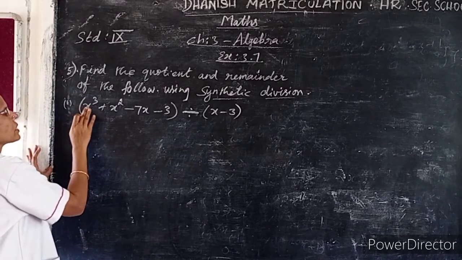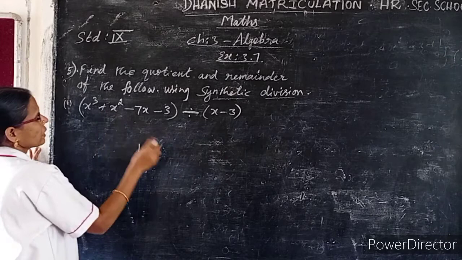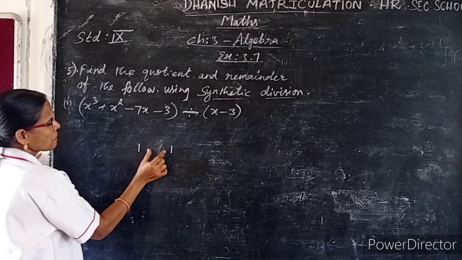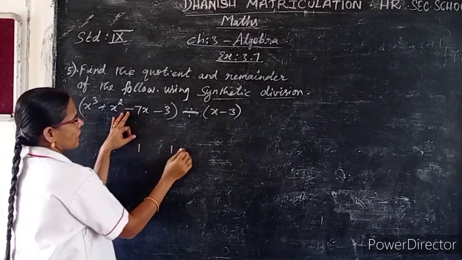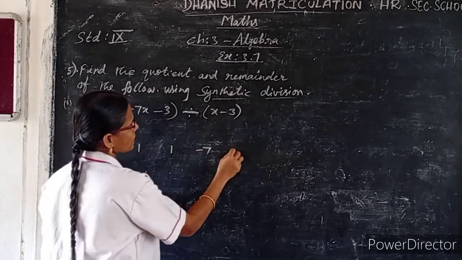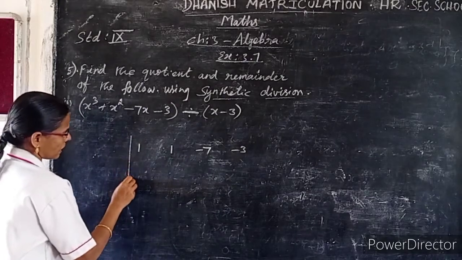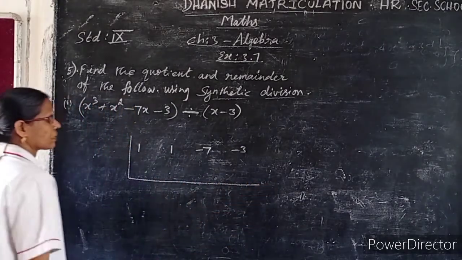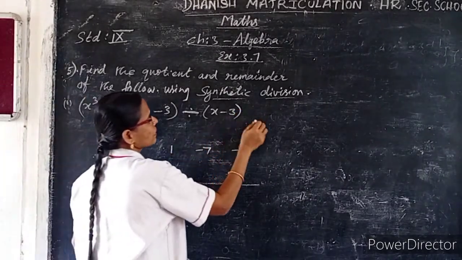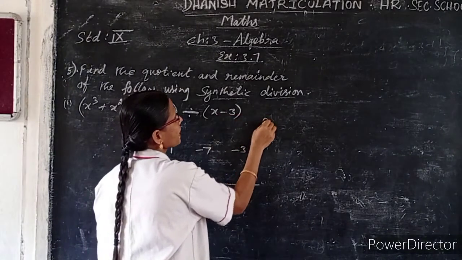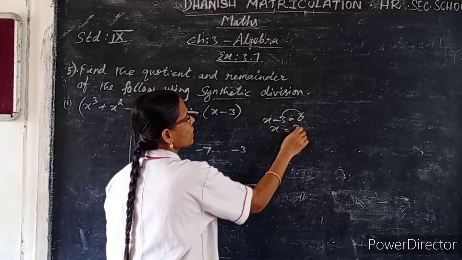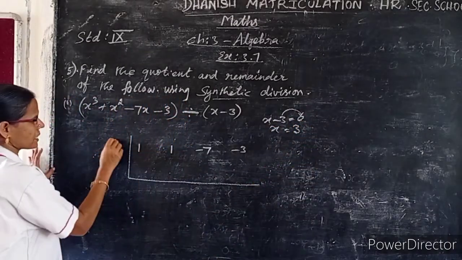The coefficient of x cube is 1. Here the x square coefficient is plus 1. So leave some space between these two numbers. Then leave some space. Then write the coefficient of x, minus 7. Then write the constant term. So draw an L-shaped diagram like this. Here write the divisor. For that, find the 0 of the polynomial. x minus 3 equal to 0 means transfer this minus 3 to that side. So x is equal to plus 3. So our divisor is plus 3.